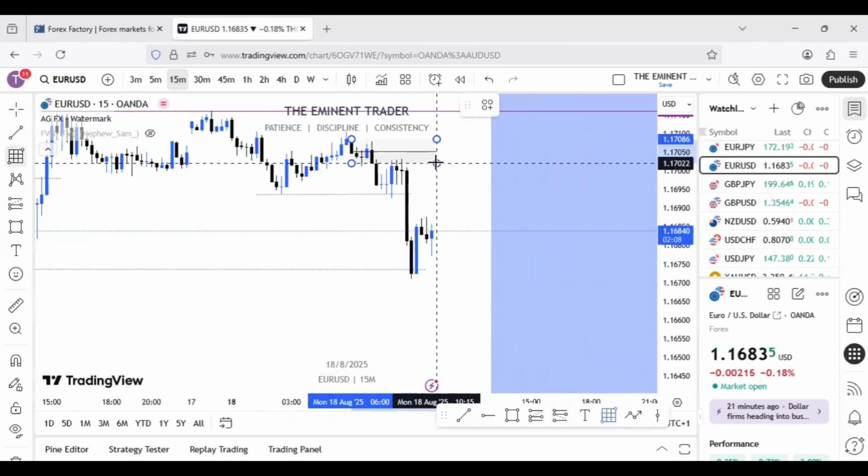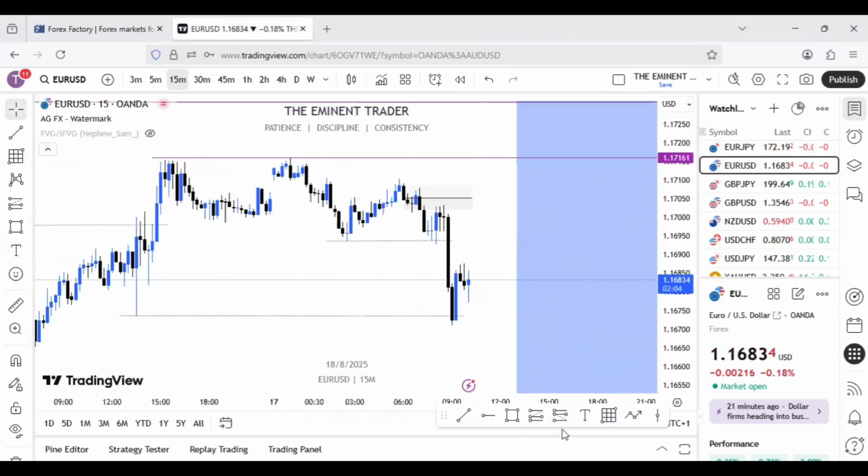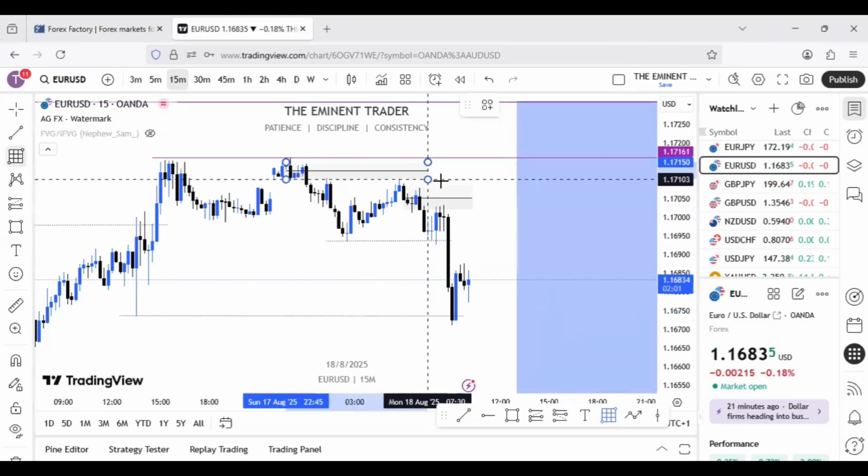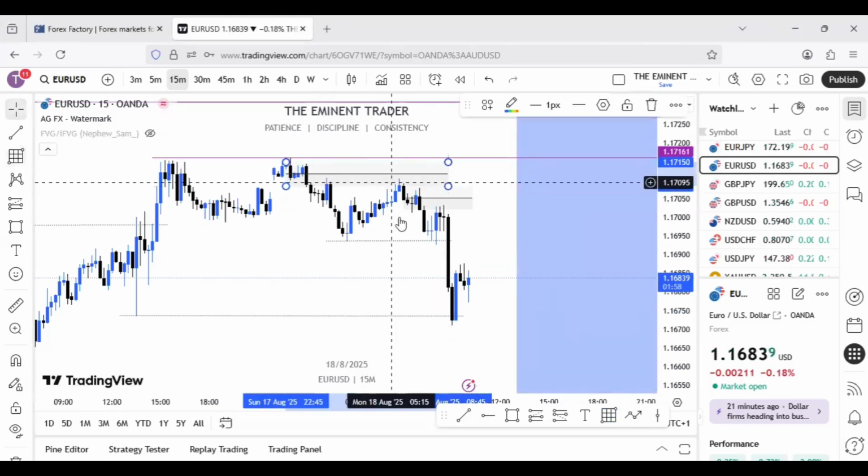This looks like it has been mitigated. You can clearly see it has been mitigated. Has this one been mitigated also? Let's see. Yes, it has been mitigated.